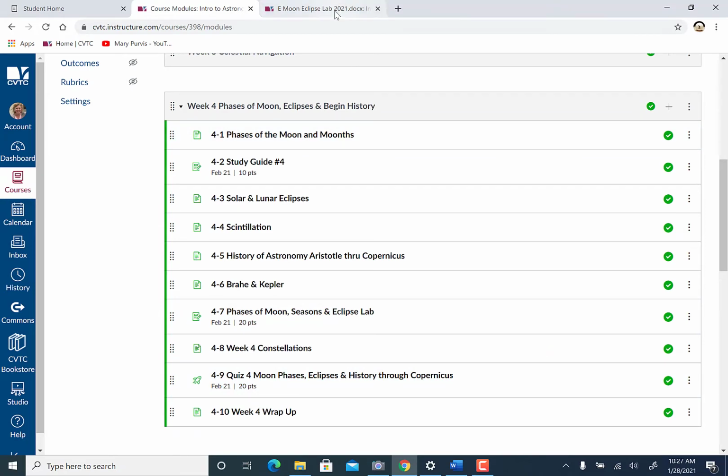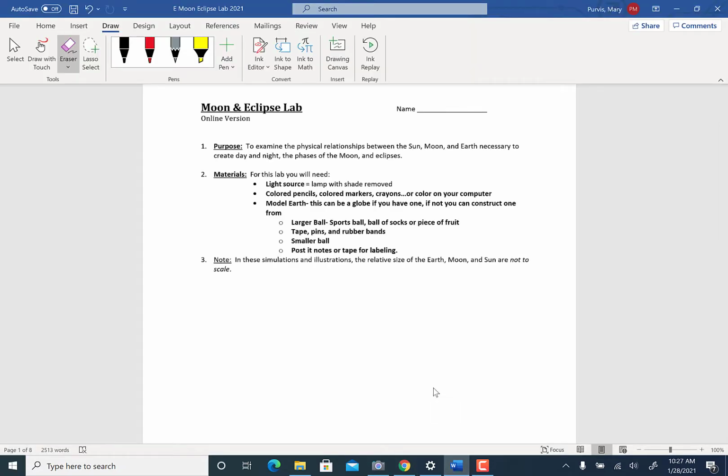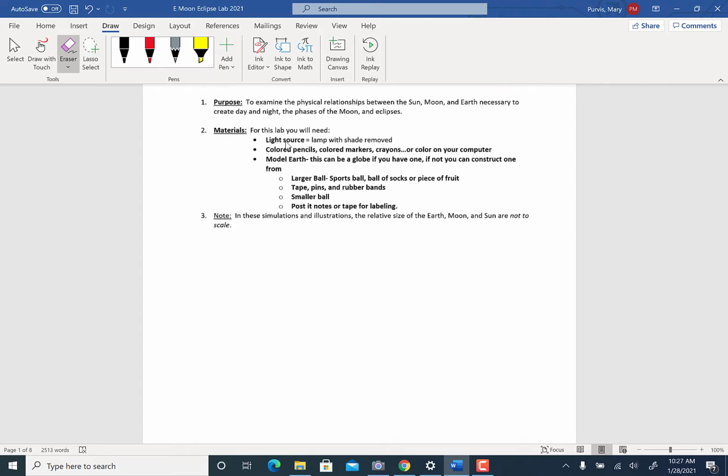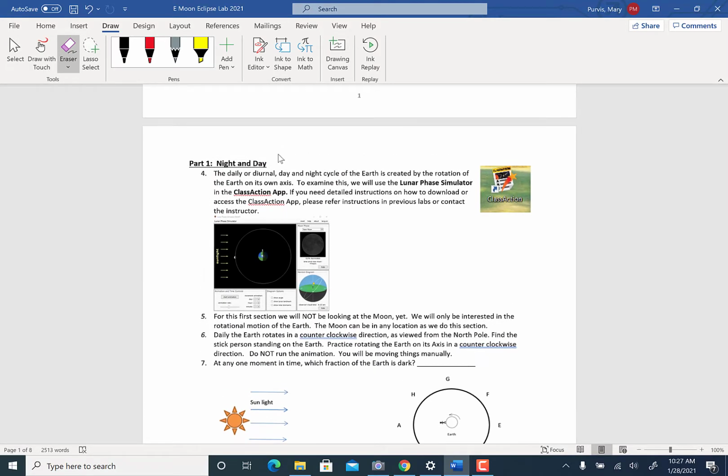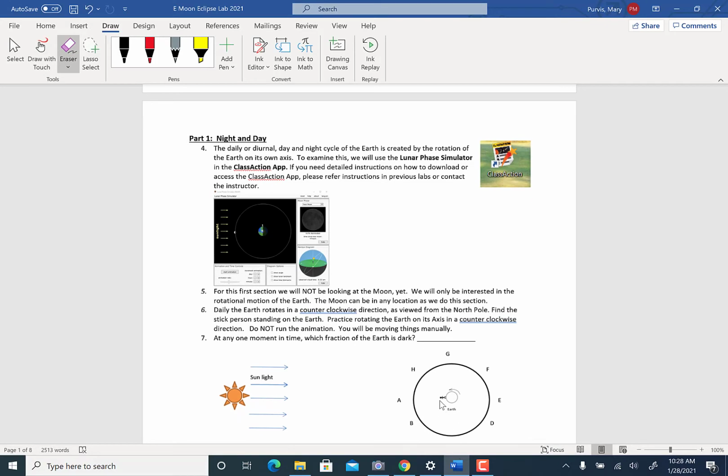So let's take a look at our lab. I'm going to go to a Word document because I want to show you some specific things this week in our moon and eclipse lab. As we typically do, we're going to use a few of those simulations in the Class Action app. Go to the lunar phase simulator and grab the little fella sitting on the Earth, and you're going to rotate and move him around.